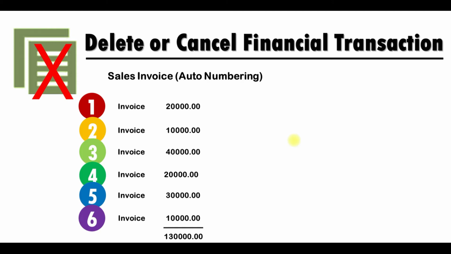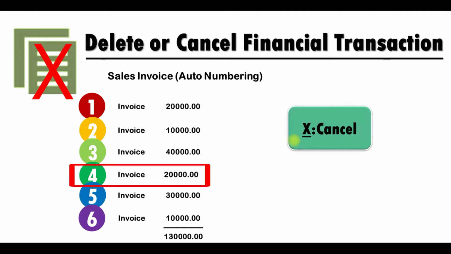In case you want to delete any transaction, for example, we will select the invoice you want to delete or cancel. First we are going to do the cancel option. If I click on cancel, what will happen? The amount changes. Instead of 1,30,000, it is reduced to 1,10,000. The number remains the same. The voucher numbering will remain the same.